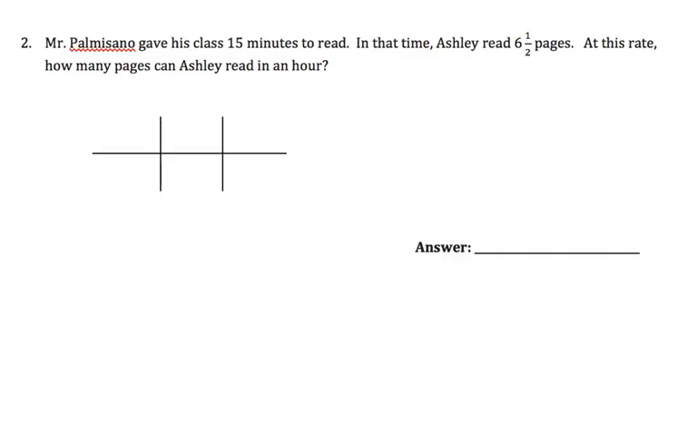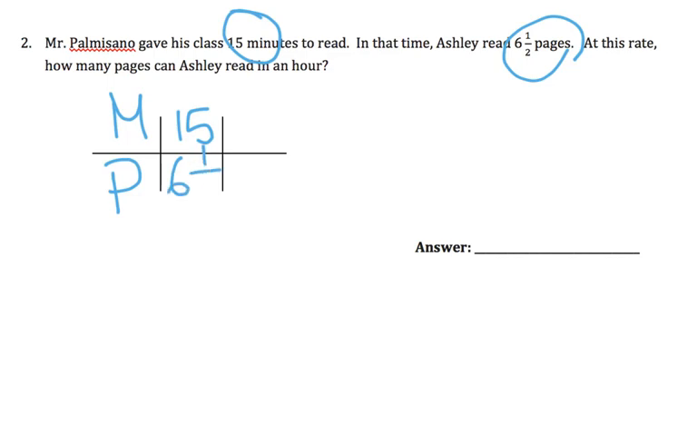Alright, so for this problem, it says that Mr. Palmisano gave his class 15 minutes to read. In that time, Ashley read 6.5 pages. So that means we're going to have 6.5 pages of 15 minutes. So it's going to be minutes, and it's going to be pages. He gave us already that in 15 minutes, Ashley could read 6.5 pages.